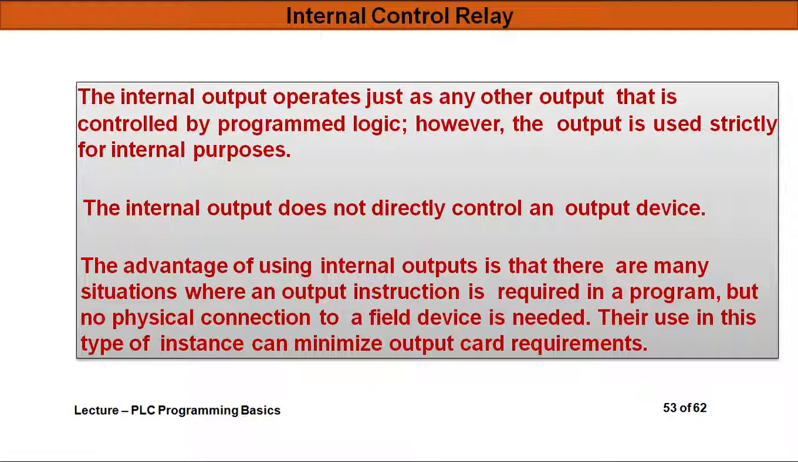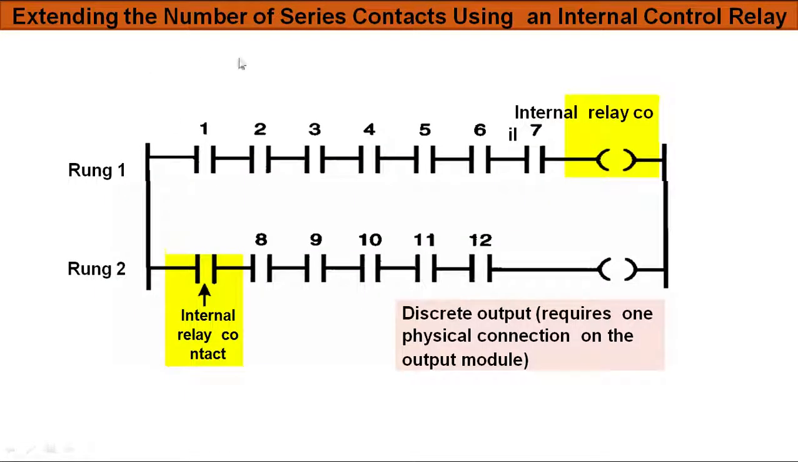Internal control: the internal output is just like any other output that is controlled by the program. That means internally how programming is actually going through. That is controller logic. However, the output is used strictly for internal purposes. The internal output does not directly control an output device. This is internal. Like this, extending the number of series contacts using an internal control.